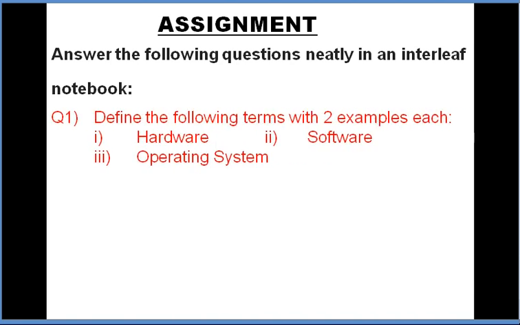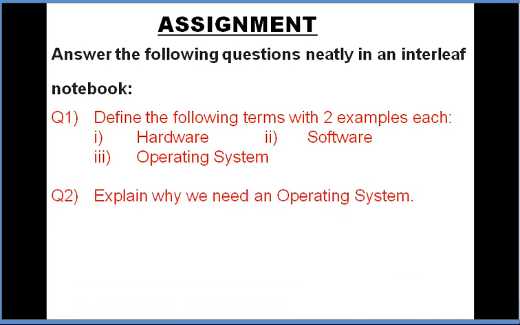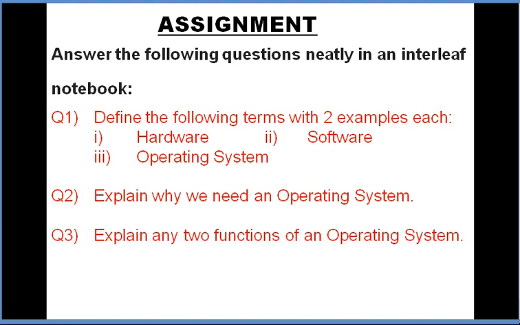The first question says, define the following terms with two examples each. You need to define all the three parts of this question: hardware, software, operating system. And you need to give two examples which are already mentioned in the explanation. The second question is, explain why we need an operating system. I've already explained it to you. So you can always take the help of the theory given in this module, or you can write it in your own words.